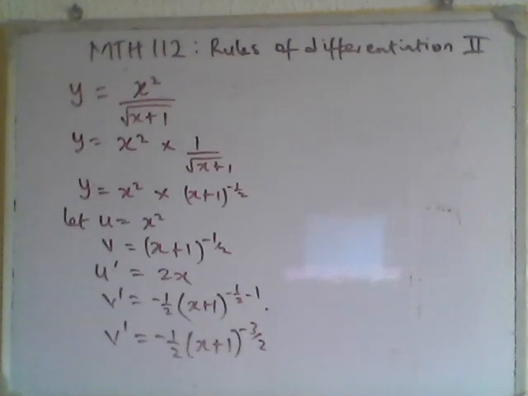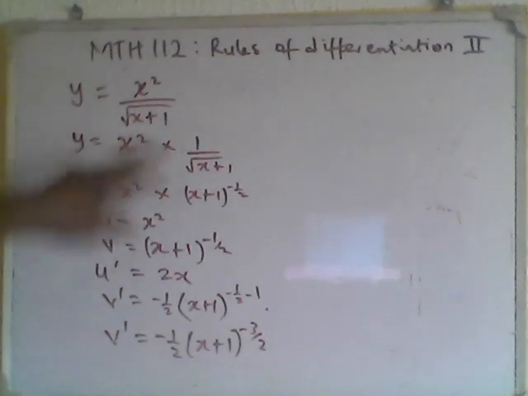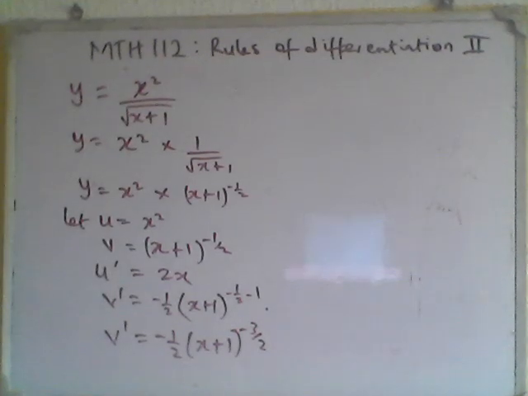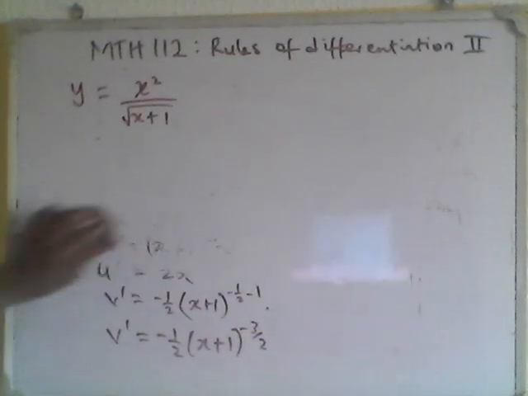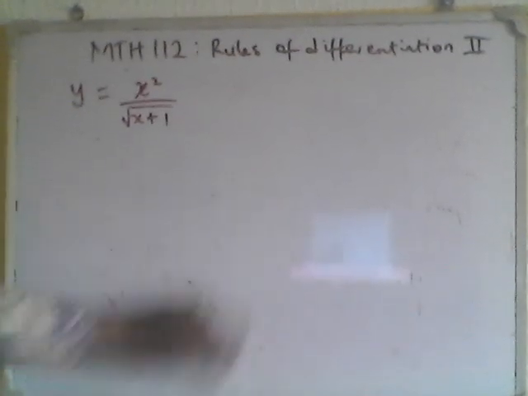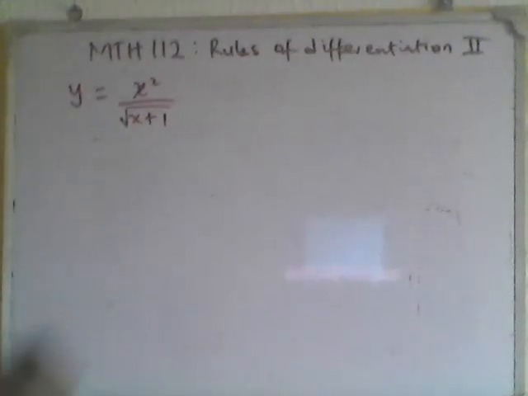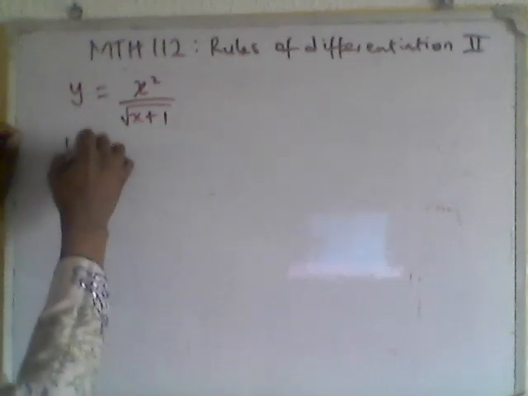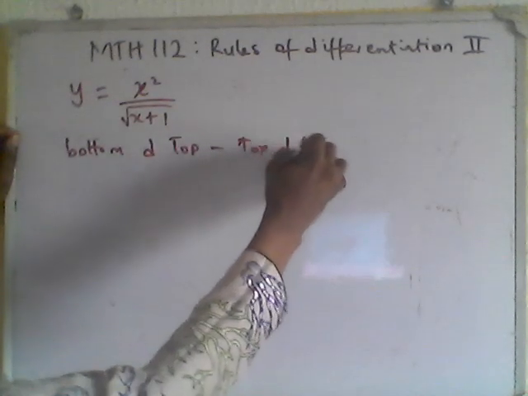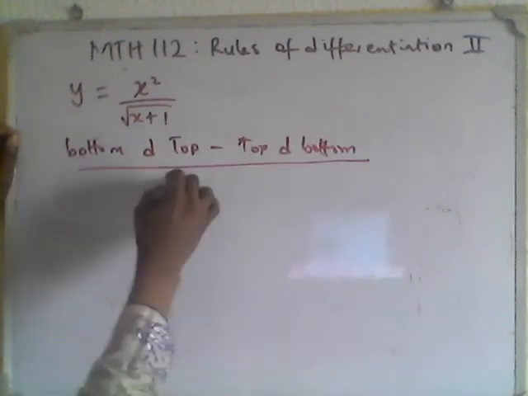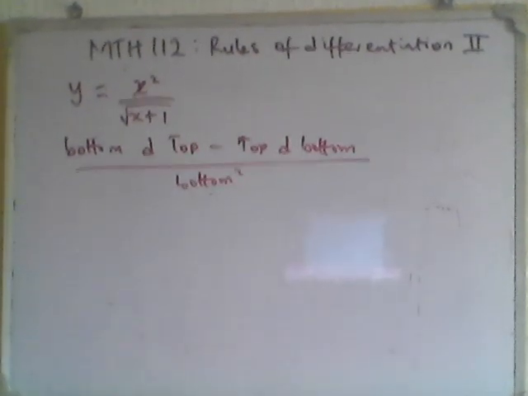Okay, a quick review shows that it's easier to go through quotient rule directly than to split this into two product functions. So I will take this off and let's just deal with quotient rule. Remember, I told you quotient rule in the previous video is just to use this simple rule: bottom d top minus top d bottom over bottom square. Now, top is numerator, bottom is denominator.